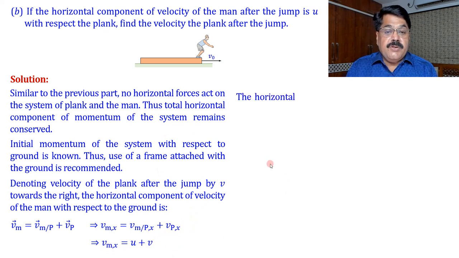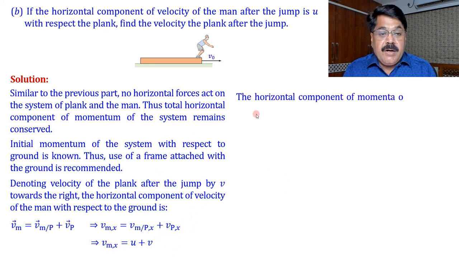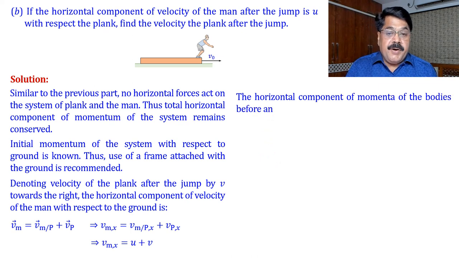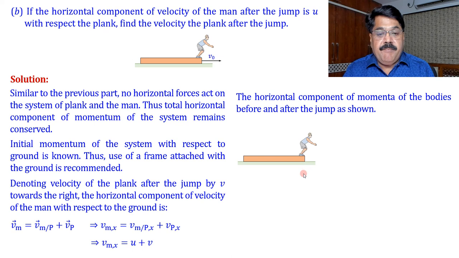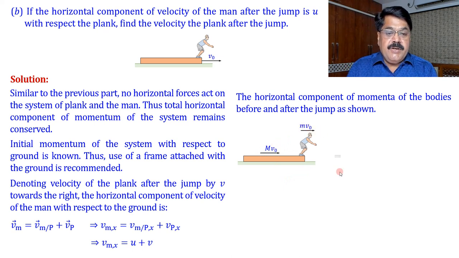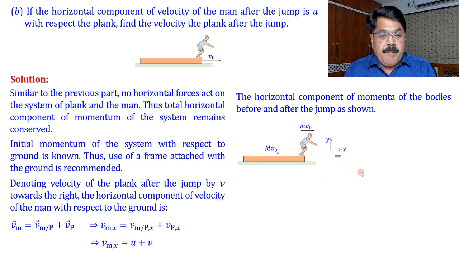Now we can show the momentum. The horizontal component of momentum of the bodies before and after the jump are as shown here in the figure. That is before the jump. So this momentum is capital M V vector, and small m v naught this way. And now after the jump, the plank has velocity v, so its momentum is capital M v, and the man's momentum is small m (u plus v). That is after the jump.